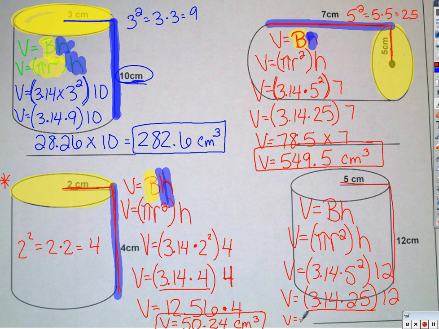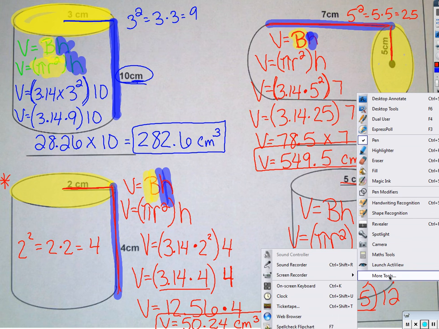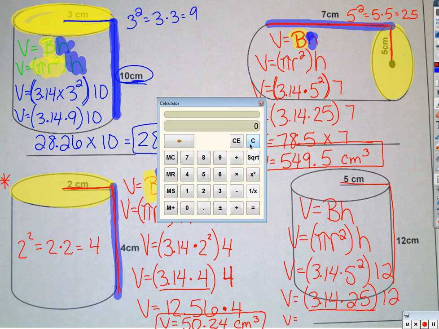So I'm going to use my calculator right now. I'm going to put in 3.14 times 25. Let's see, where's the calculator? Is this an actual calculator? Okay, so you can see 3.14 times 25 equals 78.5. So I'm going to write volume equals 78.5. Now I have to multiply that by 12, because that's the height of my cylinder, times 12 gives me 942.